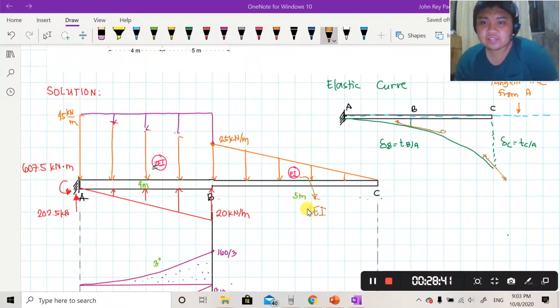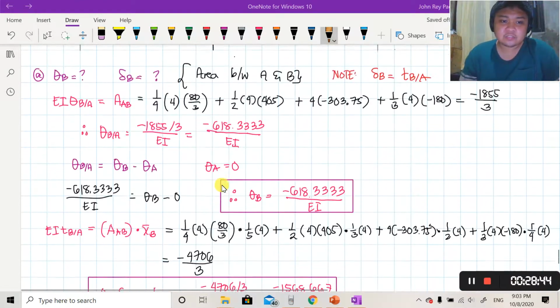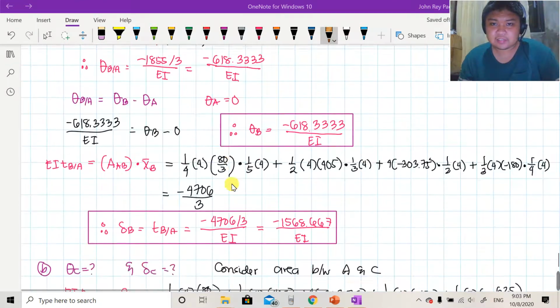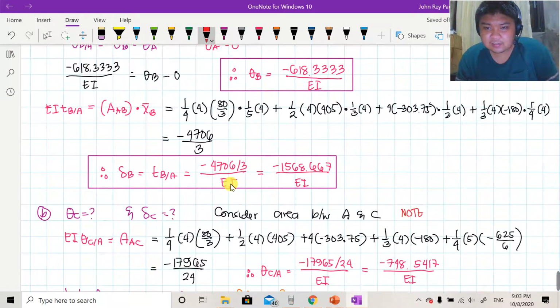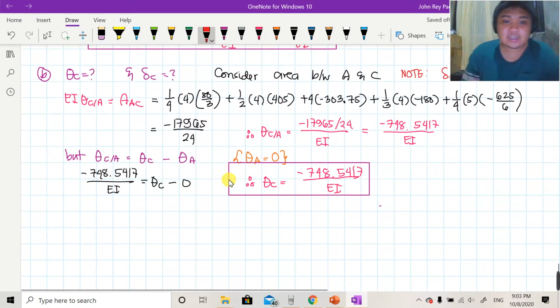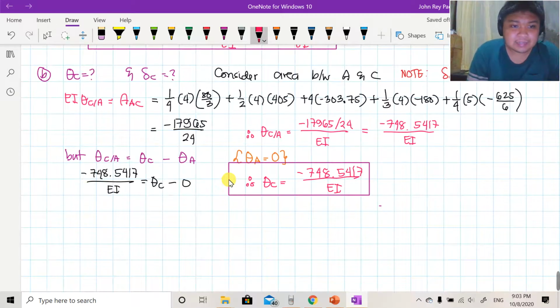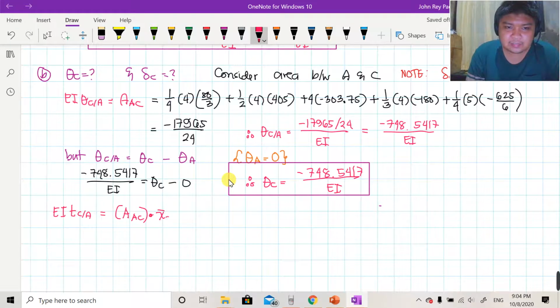Lastly, to solve for the deflection at C class, so alam nyo naman na ang mangyayari dito, yung deflection at C, ilagay na lang natin dito as note, deflection at C is equal to the deviation at C with respect to the slope at A. Okay? So, yun na lang ang hahanapin natin dito. So, this will be EI, deflection at C or deviation at C with respect to A. So, that is equal to the area from A to C multiplied natin ng centroidal distance nila from point C.